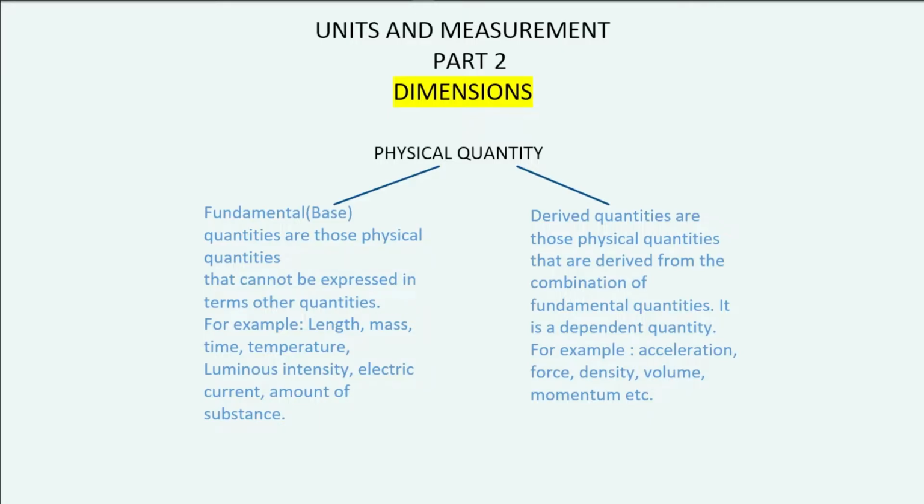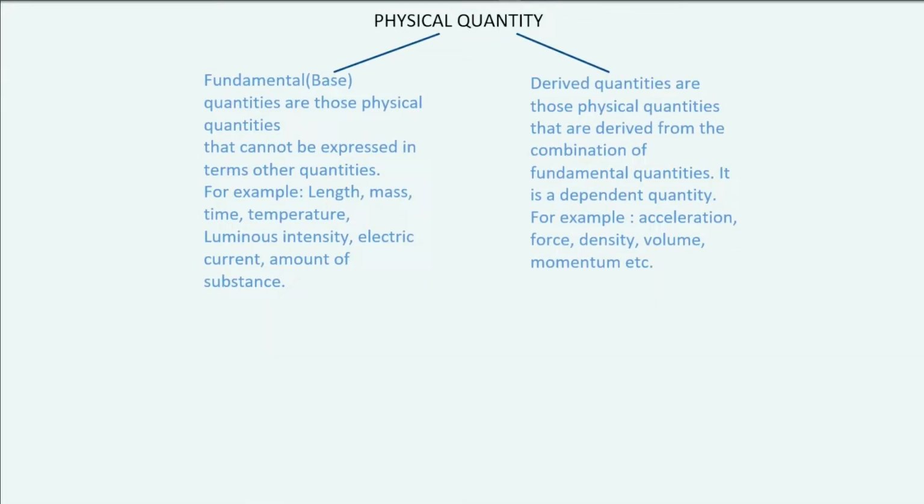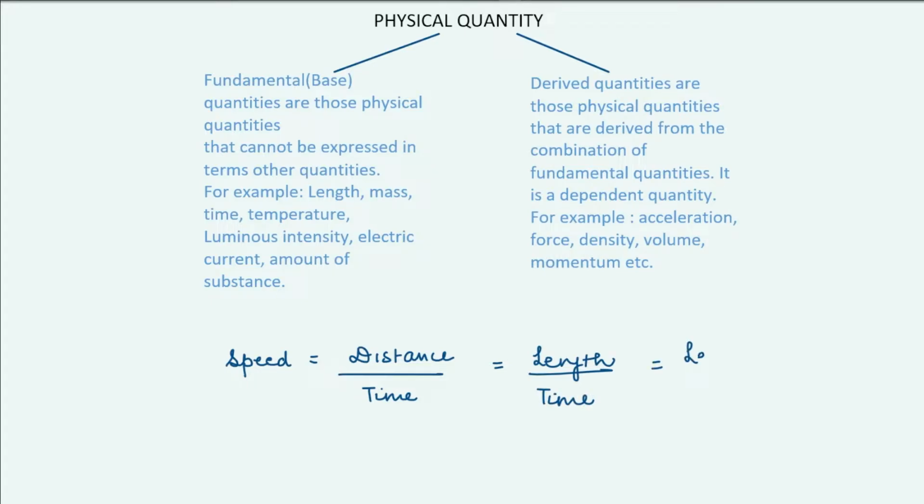How can we do that? Let us see. If you take the simple example of speed. Now speed can be written as distance upon time. Now distance, which base quantity is this? Length. Time can be written as time only. So I can rewrite this as length into time to the power minus 1.